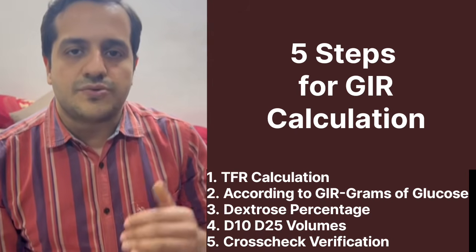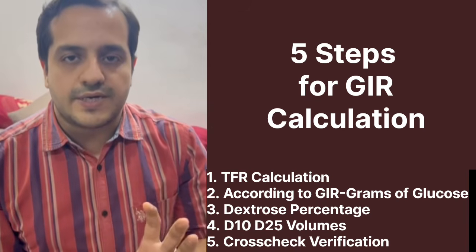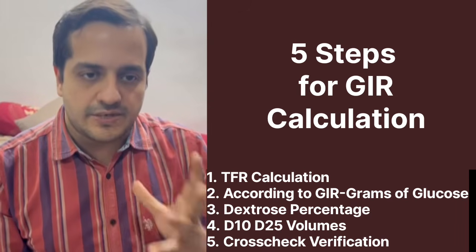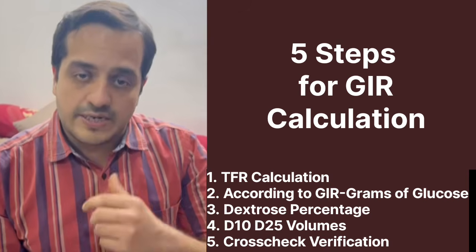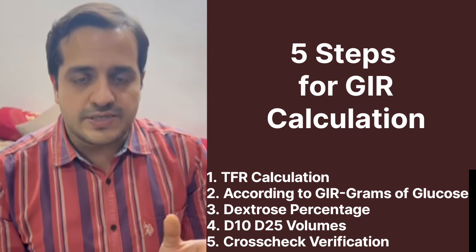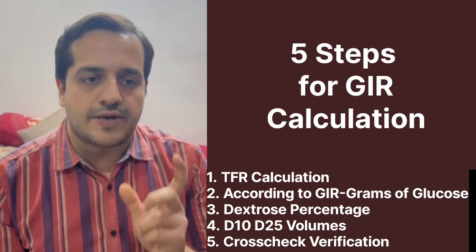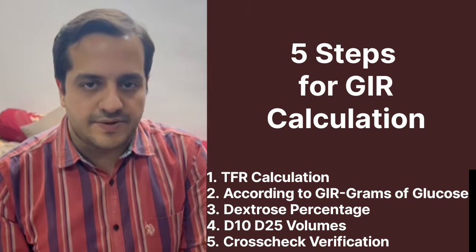Second step is you determine the grams of glucose that the child needs to receive in the next 24 hours. So whatever GIR, maybe a GIR of 8 or 6 mg per kg per minute or 10 mg per kg per minute, whatever is the GIR you want to start with or you want to give to the child, based on that you calculate the grams of glucose that the child requires in the next 24 hours.